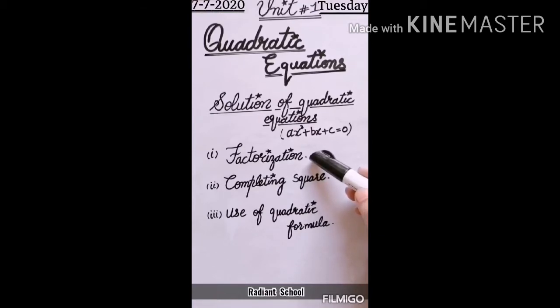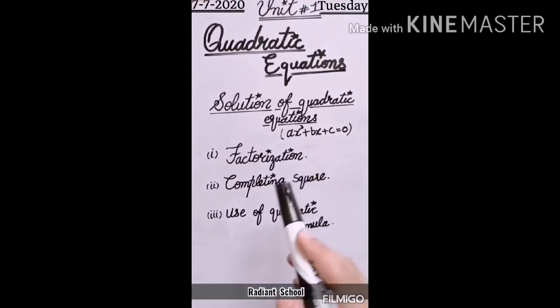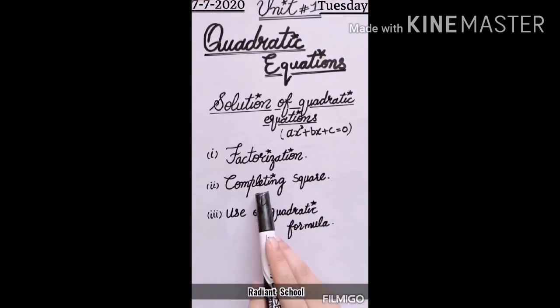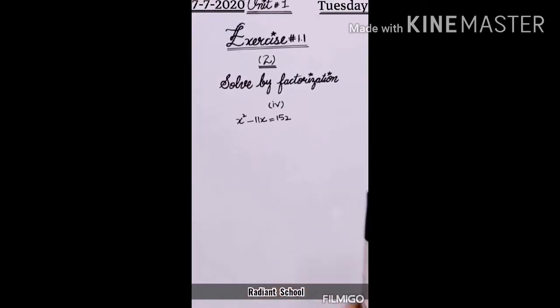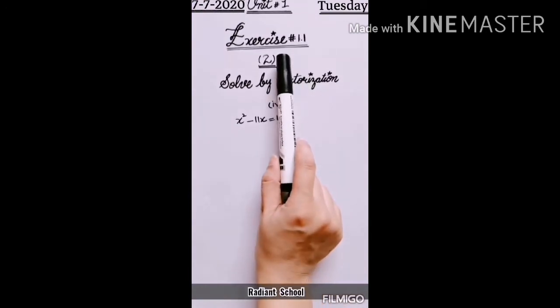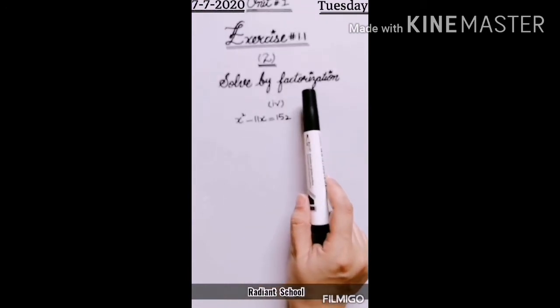First one is said to be the factorization method. The second one is the completing square method. The third one is the use of quadratic formula. Okay students, now we will start question number 2, that is solved by factorization.